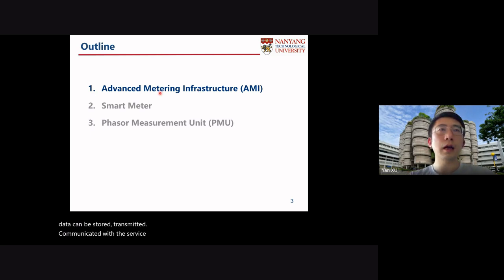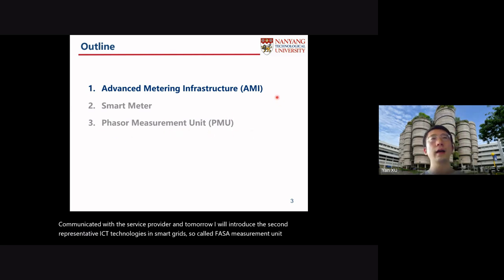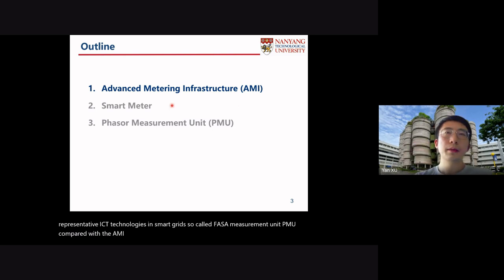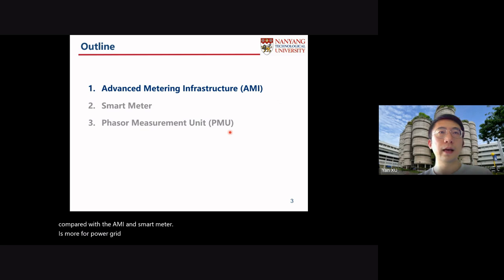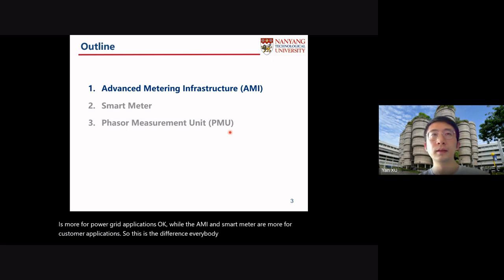And tomorrow, I will introduce the second representative ICT technology in smart grid, the so-called phasor measurement unit, PMU. Compared with the AMI and smart meter, PMU is more for power grid applications, while the AMI and smart meter are more for customer applications. So this is the difference. Everybody, please pay attention to it.